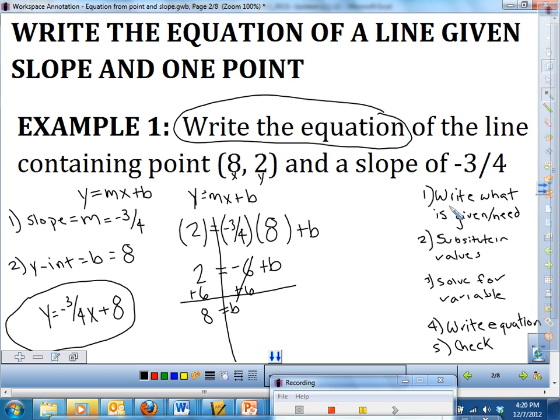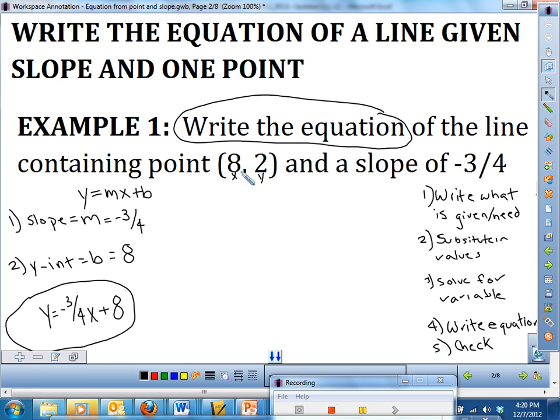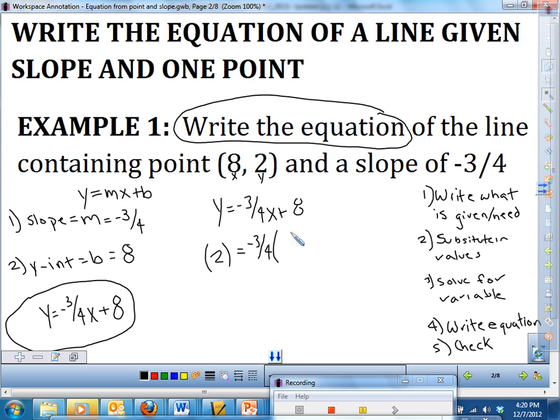Our last step is to check. And to check, I'm going to erase this work so it's a little bit clearer. We have this equation that we formulated. If this equation really works, we should be able to plug in this point, (8, 2), into this equation, and it should work. So I know that 8 is x. I know that y is 2. So I'm going to write y equals negative 3/4 x plus 8. I'm going to substitute 2 in for y, 8 in for x, and I have plus 8.